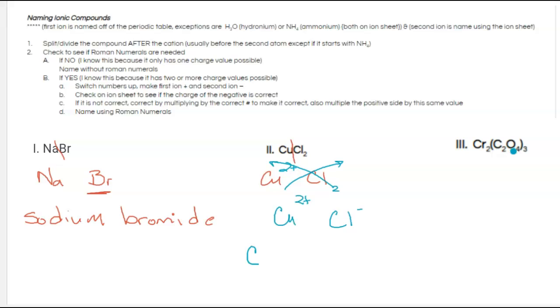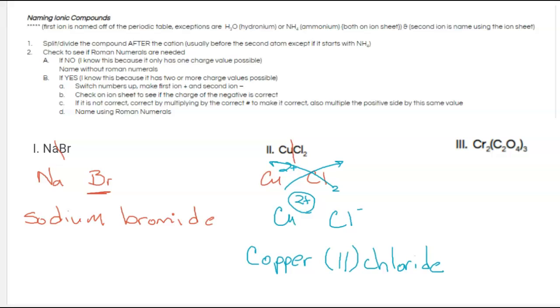So I'm going to call this copper. And because the charge is a 2, I'm going to use the Roman numeral 2 to show the charge. And then I look up my negative ion, and its name is chloride. And I'm finished naming that compound. All right. Let's do a third example.